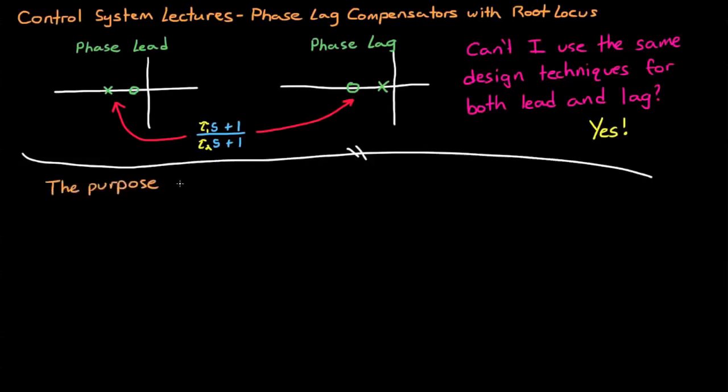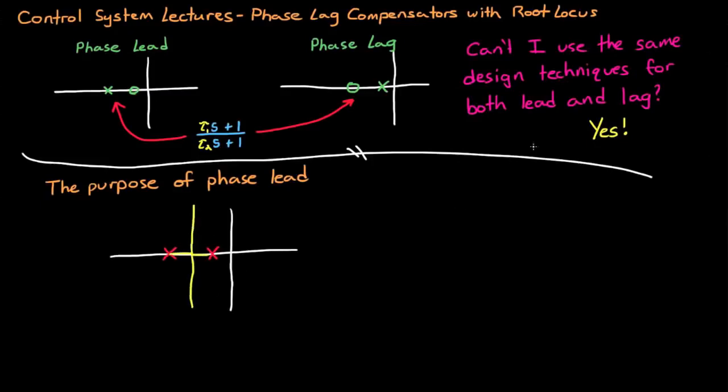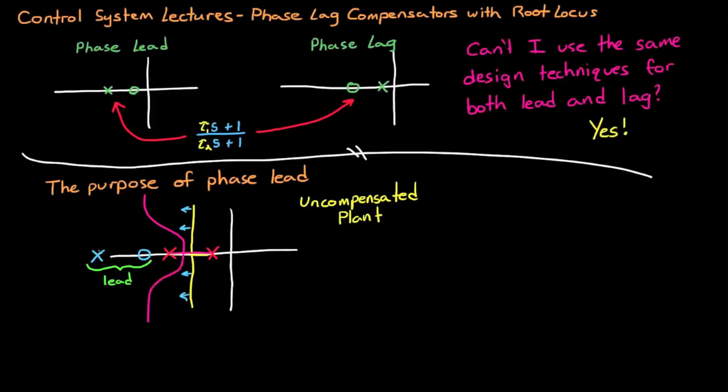I showed in the last video that the purpose of phase lead is to move the poles further into the left half plane. Here is a simple root locus of an uncompensated two-pole system. When we add a lead compensator to the system, we are effectively dragging those two yellow lines more to the left, where the pink lines are. We usually are doing this to make the system more stable, have a faster rise time, and so on.